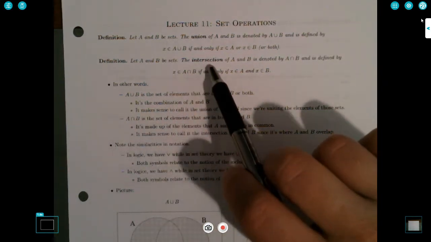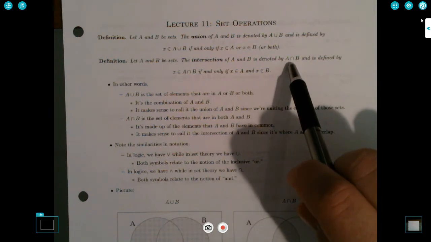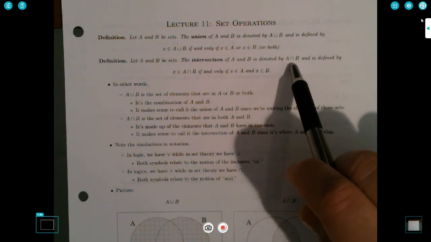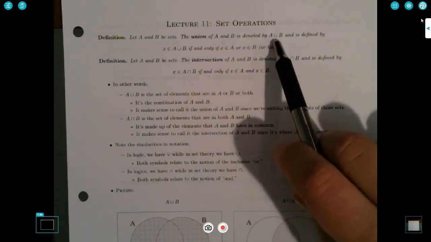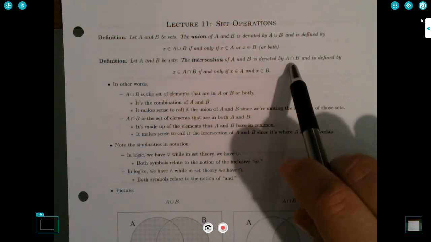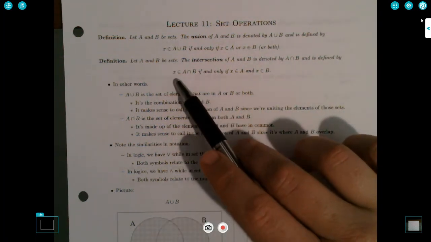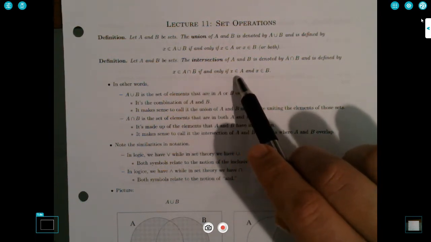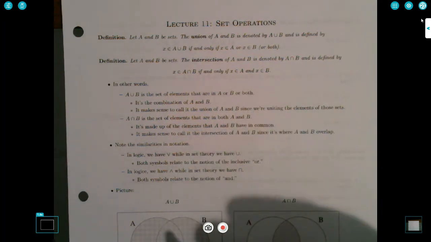Okay, the intersection of A and B is denoted by A intersect B. So we read this symbol intersect. So it's like an N symbol for intersect. So U for union, N for intersect, right? A intersect B. So A union B, A intersect B. And it's defined by X is in the intersection, right? X is in A intersect B if and only if X is in A and X is in B.